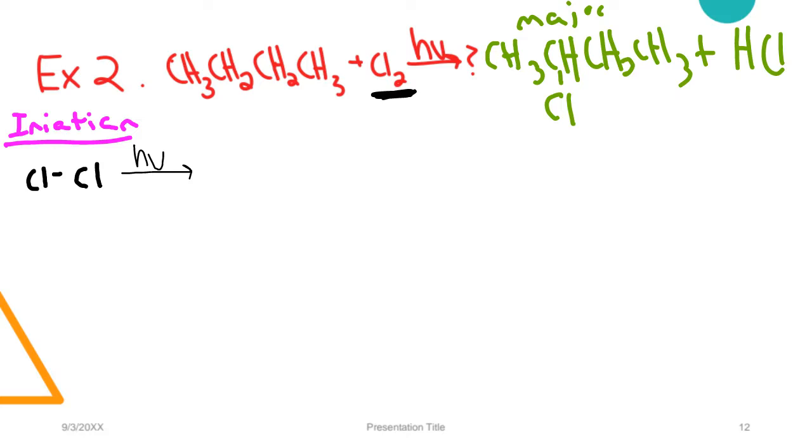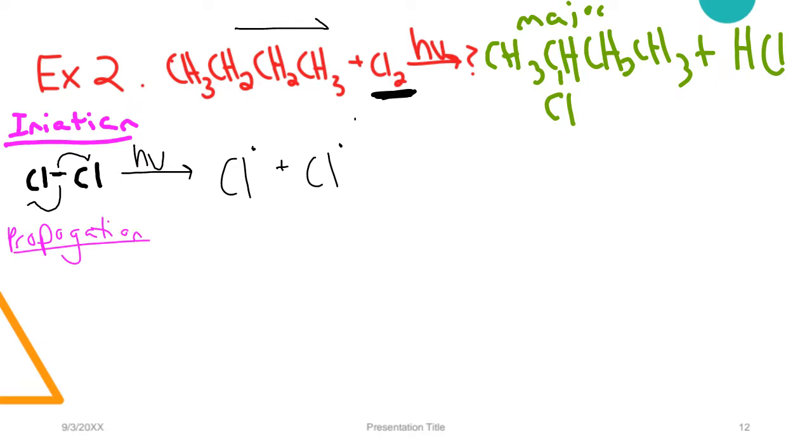And remember, you're using half arrows to show single electrons. So one electron will go to that chlorine and one to that chlorine. This bond has 2 electrons. So I end up with 2 chlorine radicals. So now I can move forward. It's so hard to spell and talk at the same time. I don't know if I'm spelling anything right.